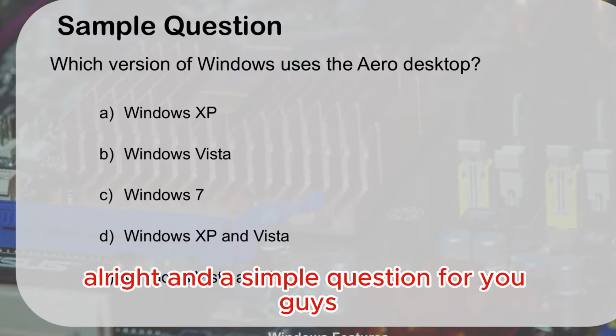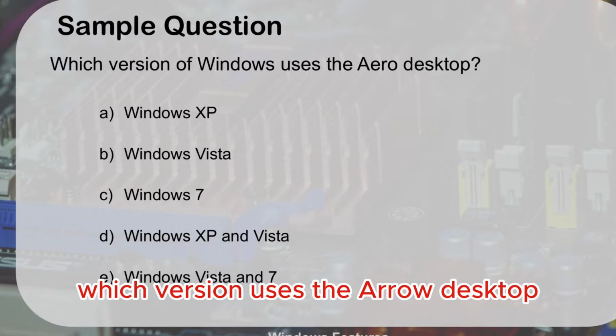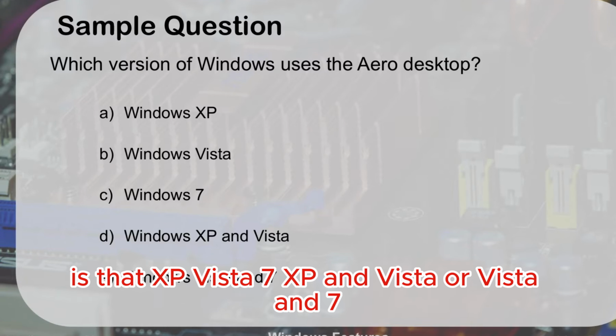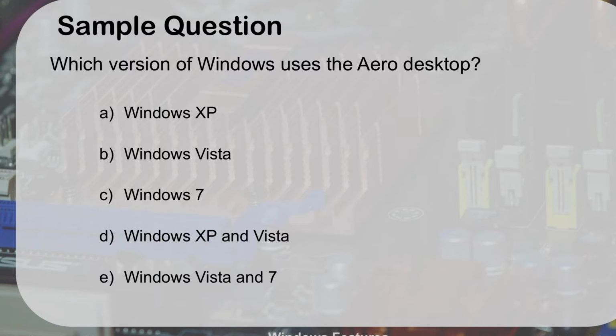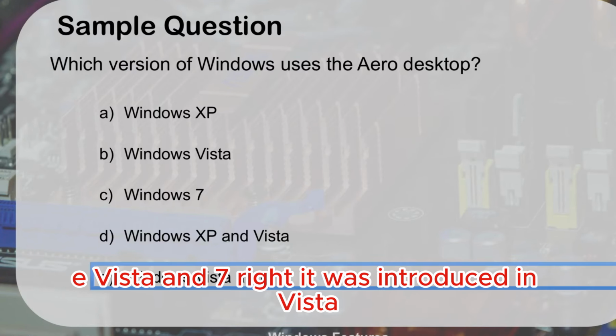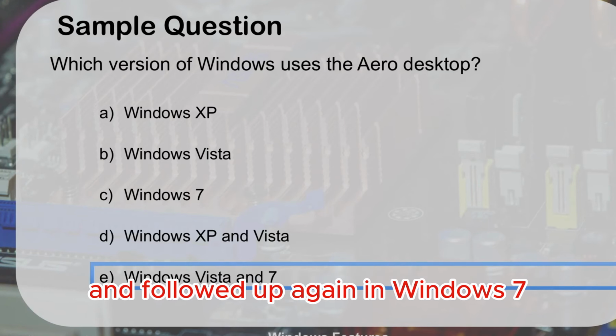All right, a simple question for you guys. Which version uses the Aero desktop? Is that XP, Vista, 7, XP and Vista, or Vista and 7? Vista and 7, right? It was introduced in Vista and followed up again in Windows 7.